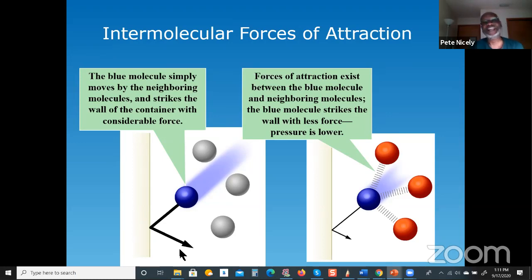ideal gas. So that explains why the pressure exerted by an ideal gas would be greater compared to the pressure exerted by a real gas. It has to do with the fact that in the case of an ideal gas, there are no intermolecular forces hindering it from hitting the wall of the container, whereas in the case of a real gas, that would be the case. All right. So that speaks to the first point you made a while ago. Okay.